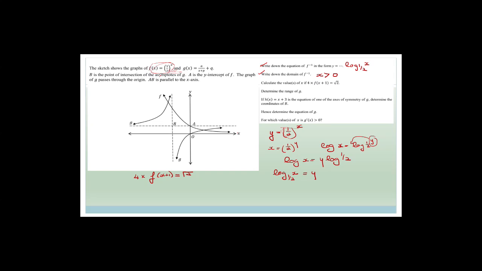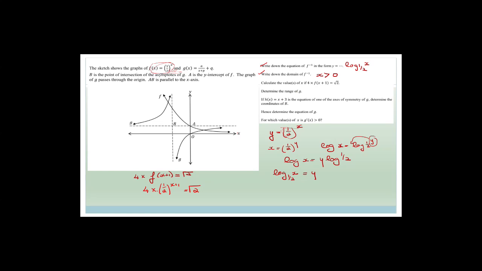So what I said yesterday was that f of x is equal to 1/2 to the power of x. So wherever we're going to see an x, we're now going to write x plus 1. In other words, our equation now is 4 multiplied by 1/2 to the power of x plus 1 is equal to root 2. And we're being asked to solve that. It says calculate the value or values of x.